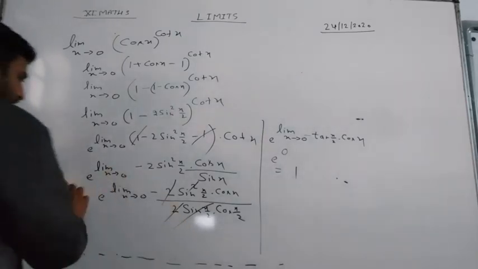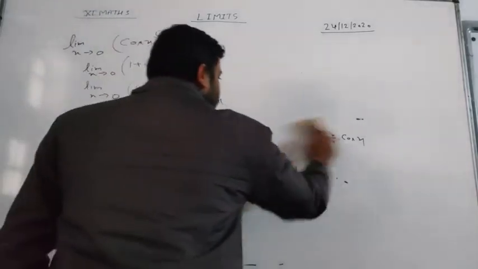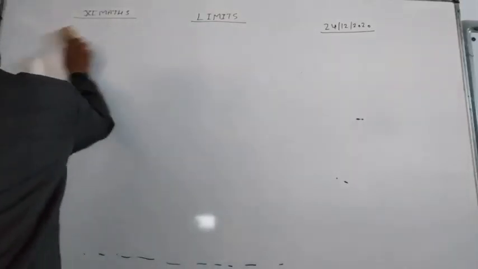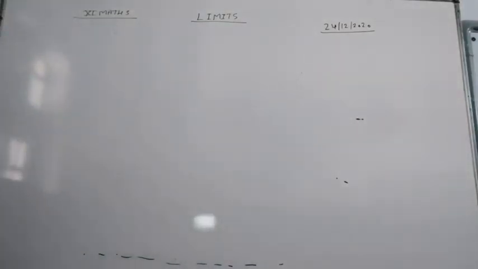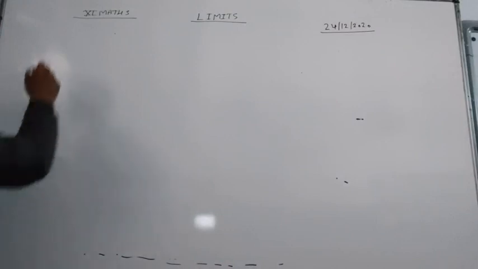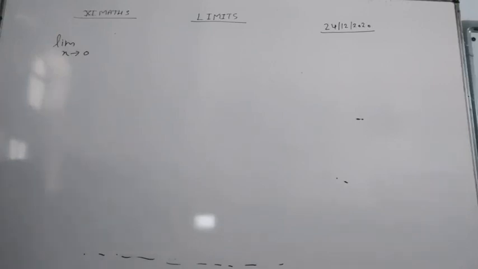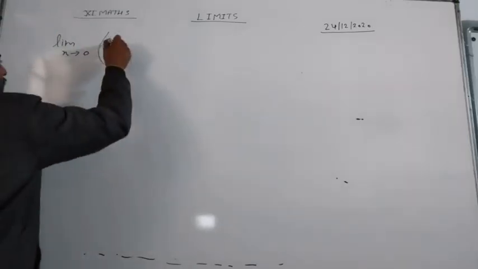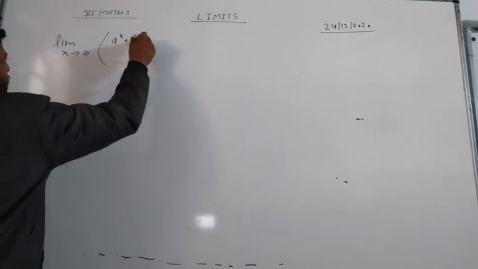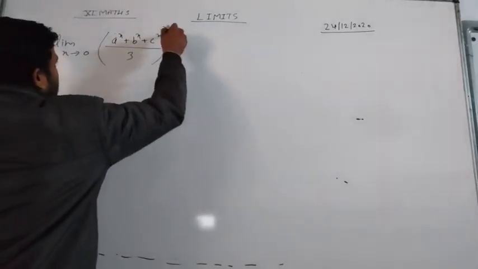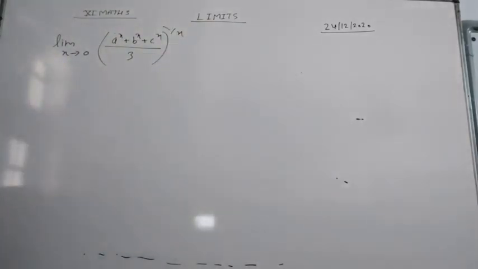Our next question is limit x tends to 0, ((a^x + b^x + c^x) by 3) to the whole power 1 by x. This is our question, student.